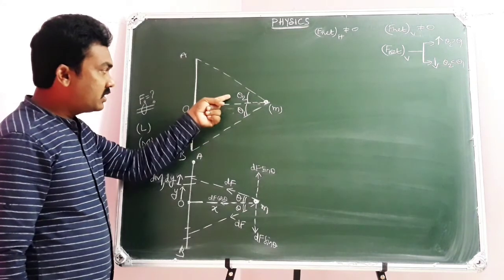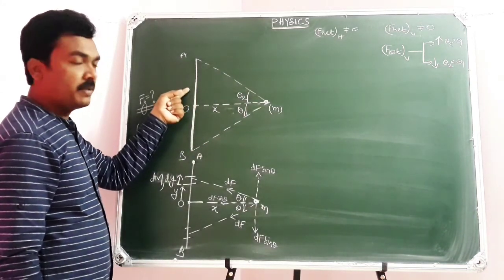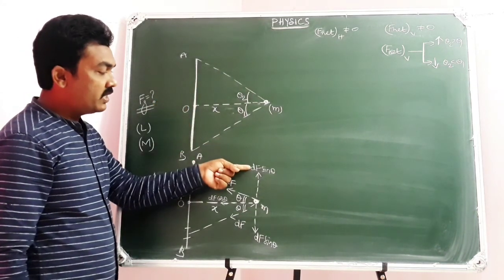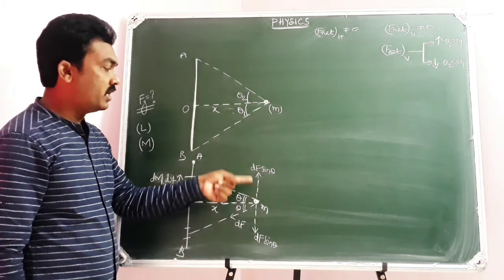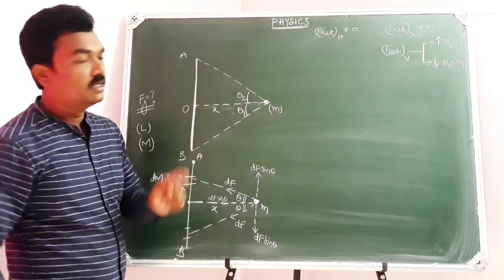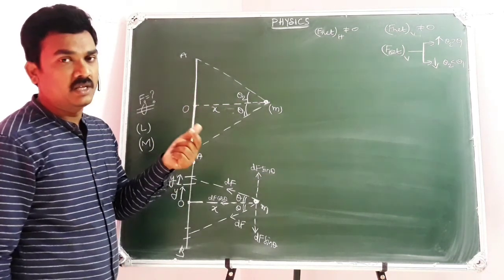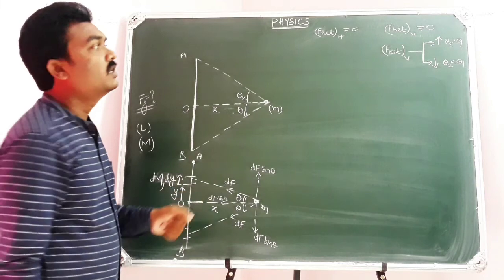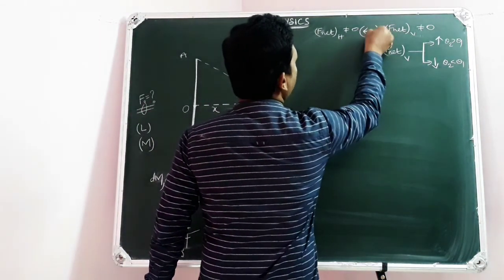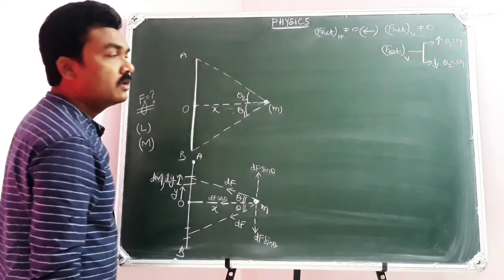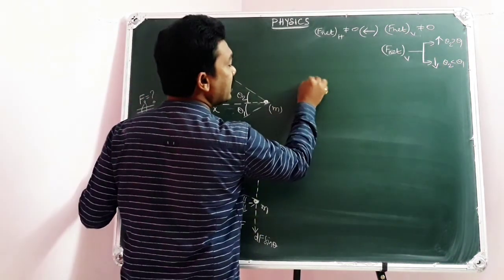So if theta 2 is greater, the number of components in the upper portion will be more. So these vertical upward components will be more than the downward components, so the net force will be in the upward direction. In that way, your net force can be either in the upward direction or in the downward direction. But this horizontal force is always towards the rod. So how to calculate this net horizontal force?